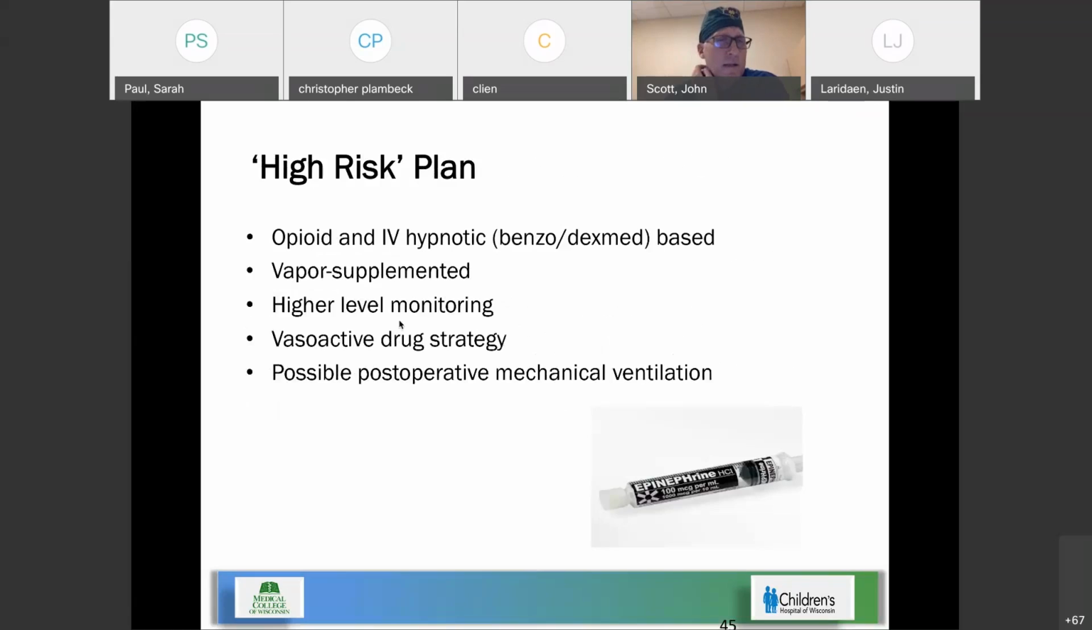A high-risk plan tends to be opioid and IV hypnotic based, so benzodiazepines and dexmedetomidine are commonly employed in this setting. It would be vapor supplemented. We would incur a higher level of monitoring. We would expect to have vasoactive supports available, both vasoactive and inotropic drug availability. And then the need for consideration for likely postoperative mechanical ventilation based on what the procedure was and the recovery.